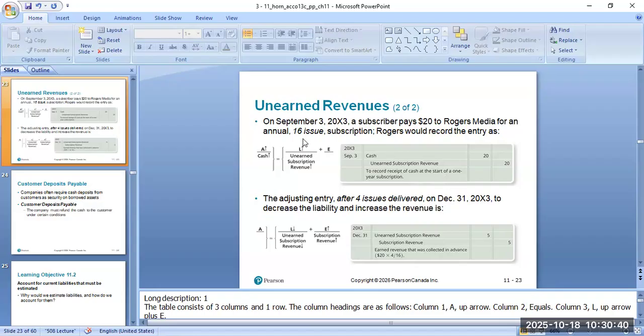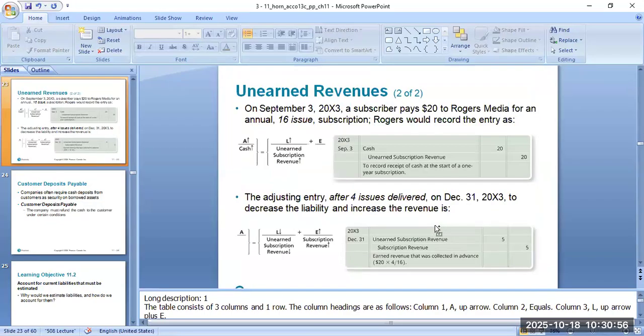Then we have to account for whatever was delivered. So 16, half is 8, the other half is 4. So basically we provided 25% of the services. 25% of the services of $20, that's $5. That's why we have it here. We earn revenue of $5 and reduce our liability to provide the services, because we already provided the services, with the same amount.